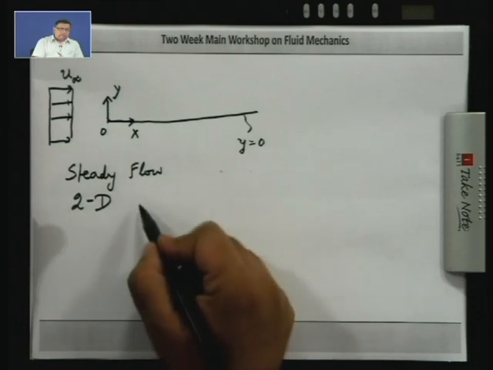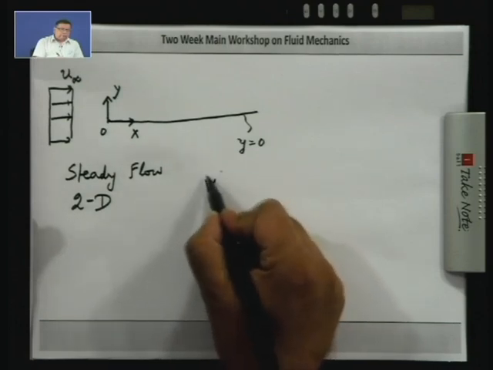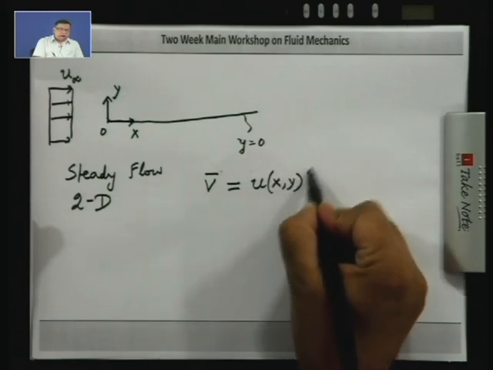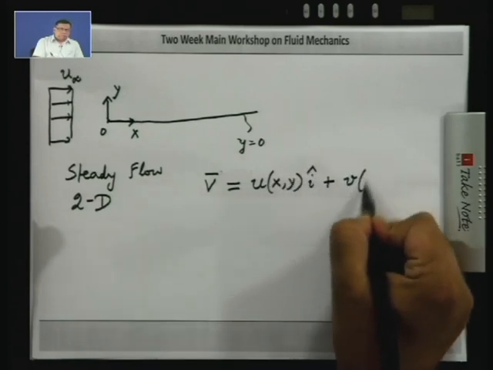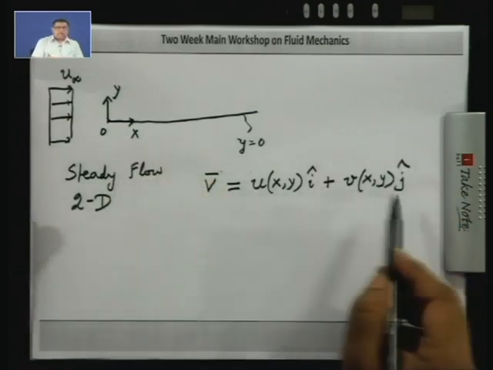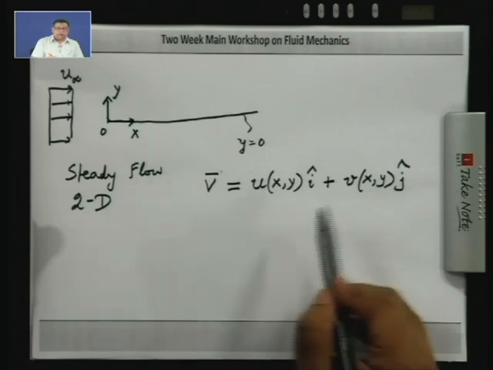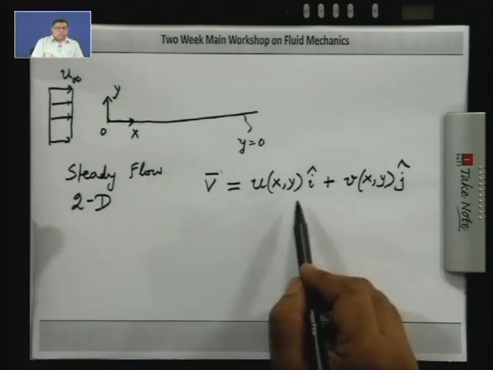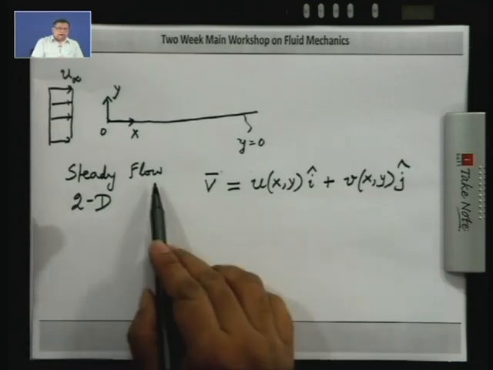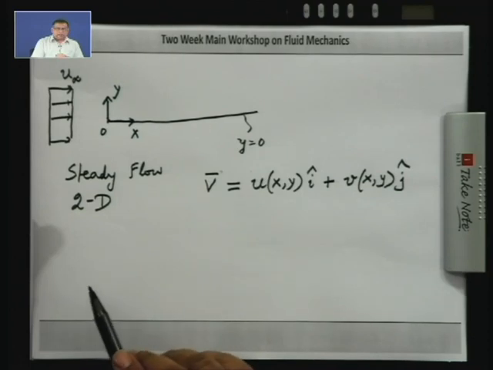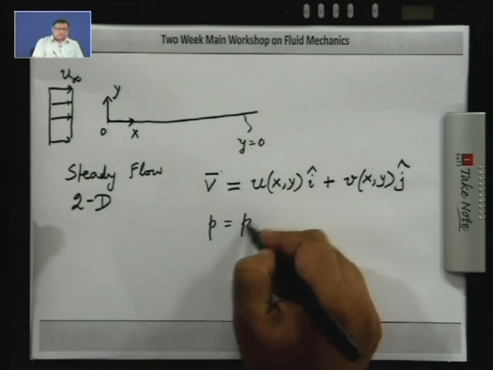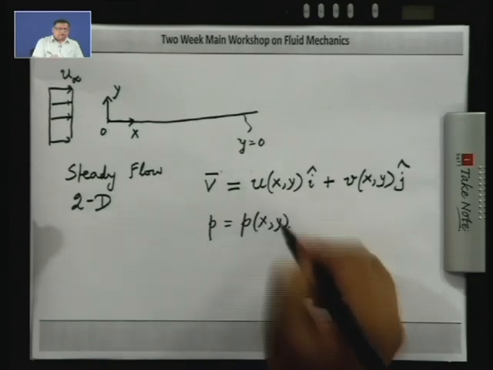So, the velocity field for such a flow will be of this form: u of x, y i plus v of x, y j, where i and j are the unit vectors in the x and y directions. So, we have two components of velocity and they depend on two coordinates. It is independent of z because it is 2D and it is independent of time because it is steady. Now, the pressure also will be of this form, p of x, y.